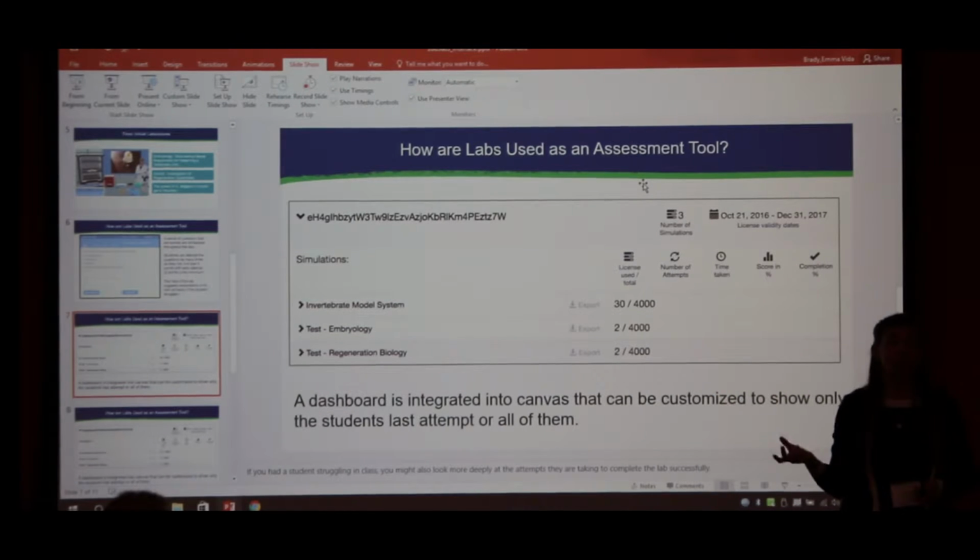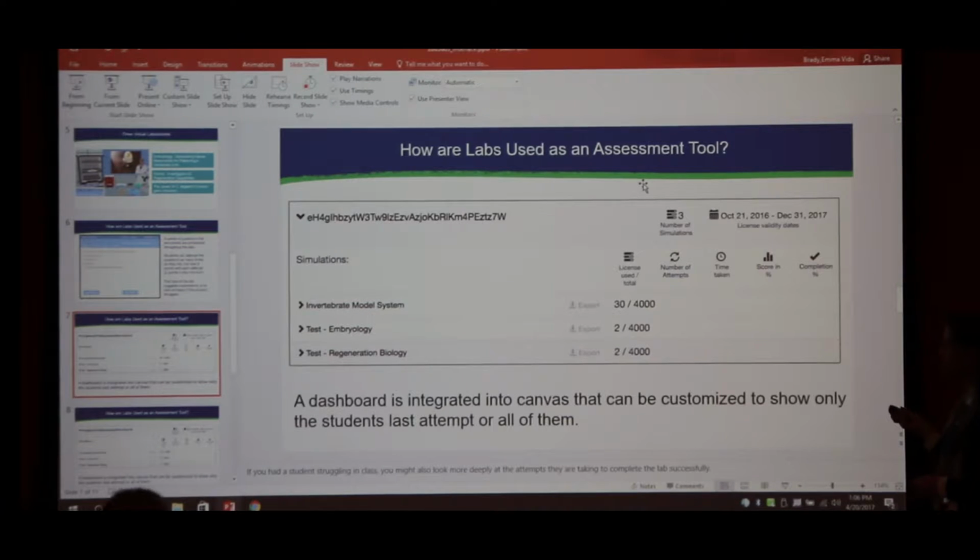So if you had a student that was doing really well in exams but was struggling in these labs, you might be able to go back and see how they were accessing the lab, how much time they were spending. And so the dashboard has become really, really valuable.